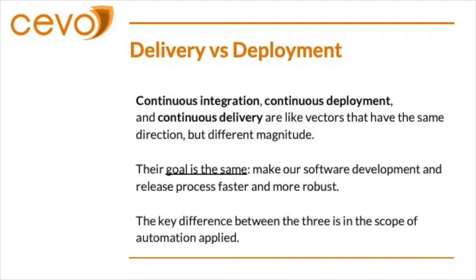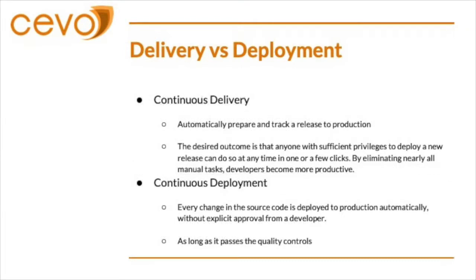Integration, delivery and deployment are like vectors that have the same direction because their goal is the same. They're strongly aligned around us being able to produce value faster, make the process more robust, and give us greater confidence in what we're doing. If we can do things more frequently with a higher level of confidence, we can experiment more frequently, we can get faster feedback, we can start to deliver value to our customers better, we can experiment quicker.